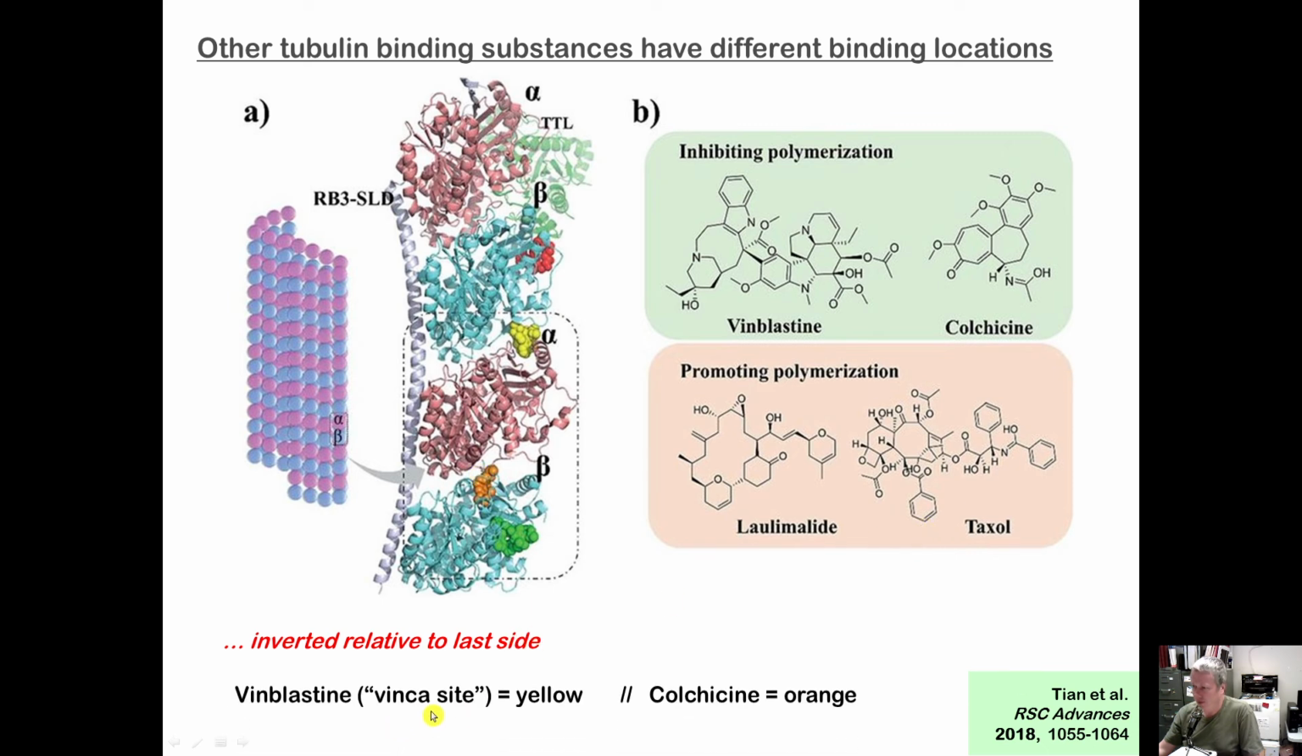But anyway, vinblastine is another vinca alkaloid. It binds at this one binding site between alpha and beta. Colchicine is another of these molecules, a relatively simple structure, and it is orange, and it binds to a different place. Lolamilid binds at a different place, and Taxol is the green one. So it shows that there are lots of different places on tubulin where you can bind molecules and cause this antimitotic effect.